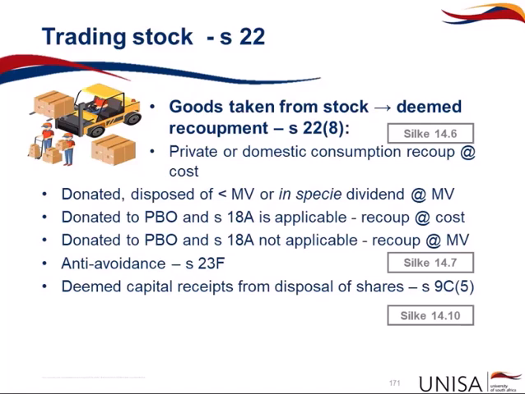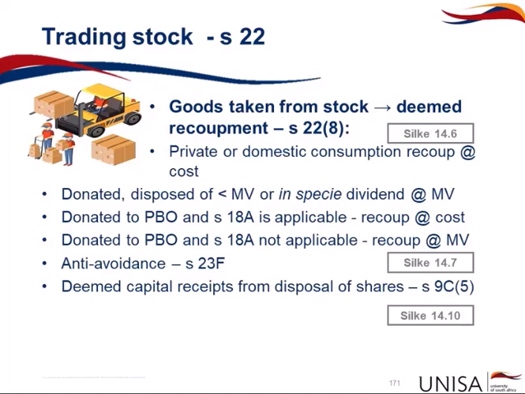So if we have private or domestic consumption, we will recoup at cost. Now, what does this mean? So this could be a restaurant owner that has a party and uses some expensive bottles of wine at the party. That would be private or domestic consumption, and that would be a recoupment at cost. Next we have if we donate or dispose of the trading stock for less than market value, or if the trading stock is given as a dividend in specie, we will recoup at market value.